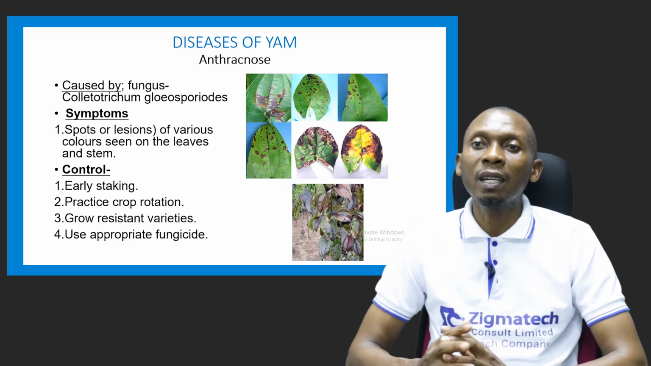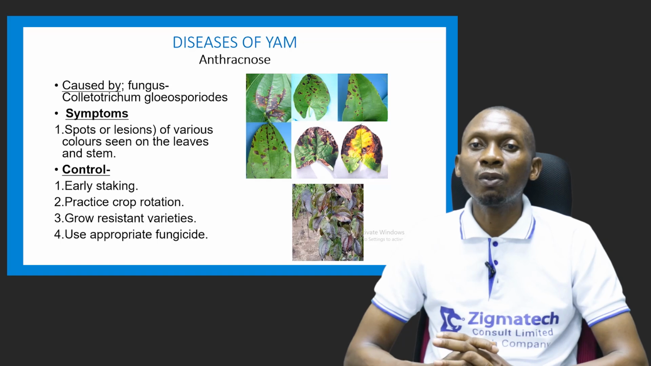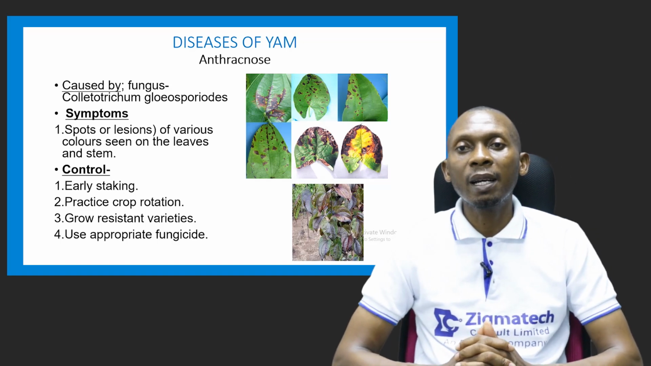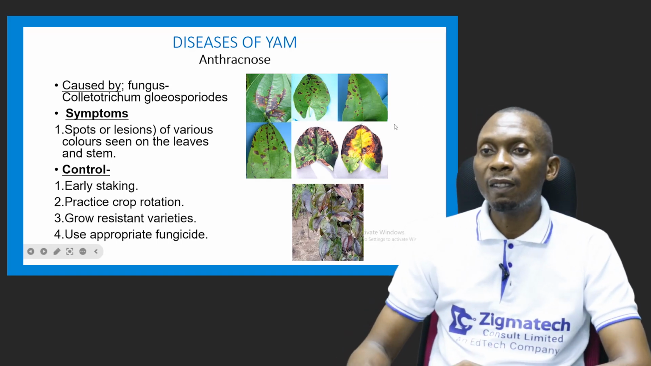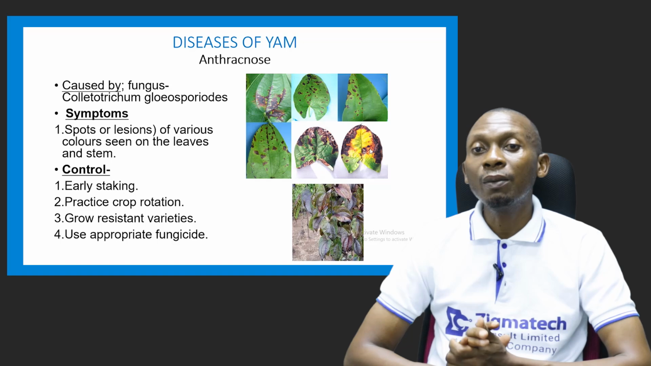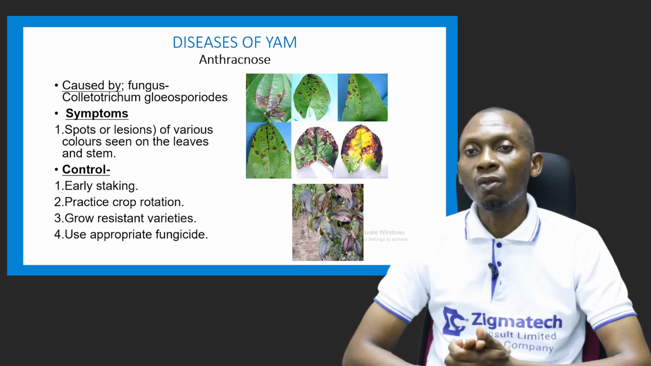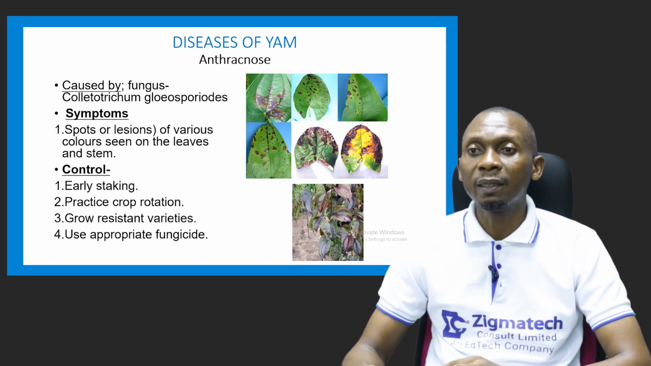Anthracnose is another fungal disease of yam caused by the fungus Colletotrichum gloeosporioides. The symptoms here are spots or lesions of various colors seen on the leaves. And how is this controlled? By early staking, practicing crop rotation, growing resistant varieties, and using appropriate fungicides.